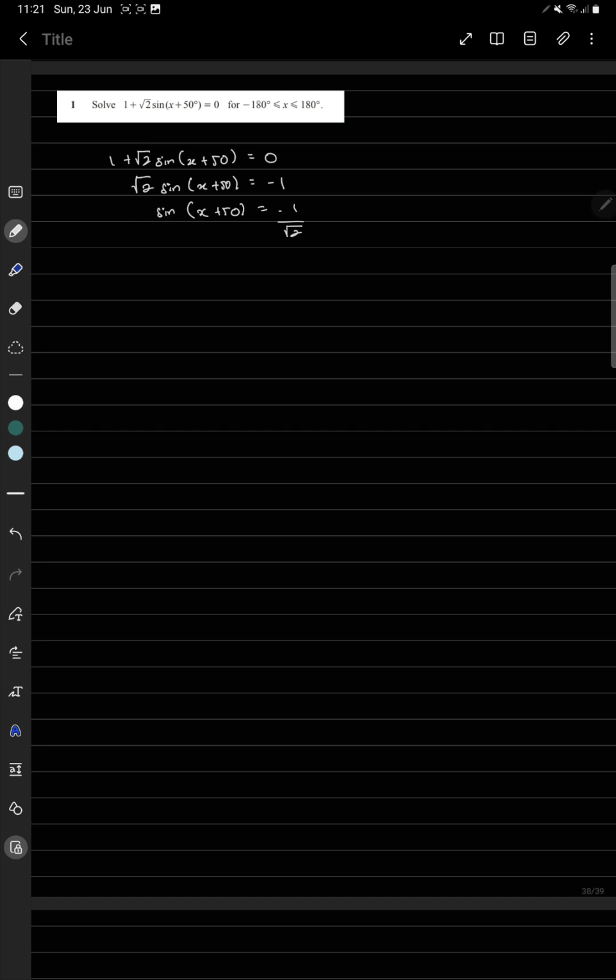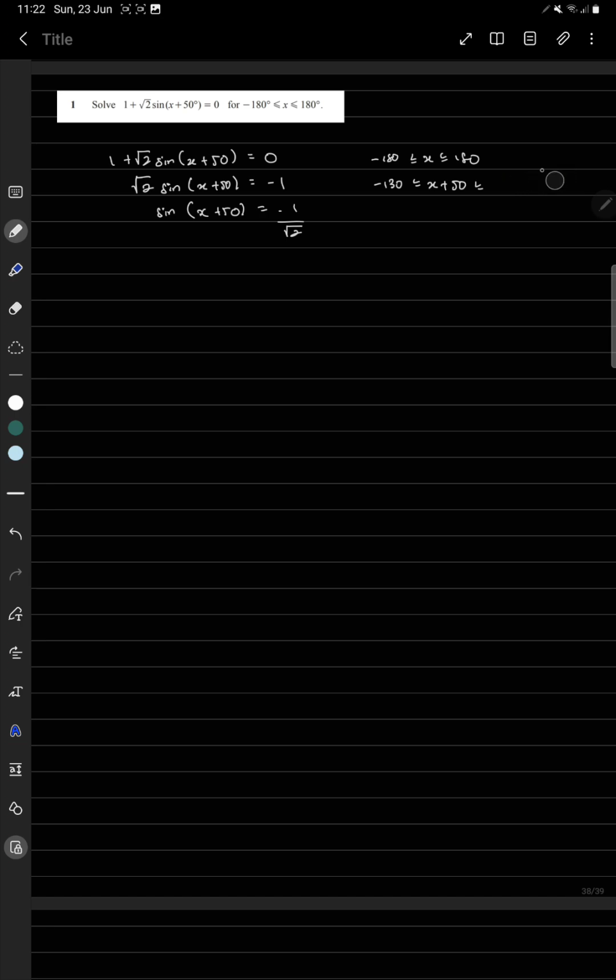Now before I start moving the sine to the other side, we need to take into account the domain that was given in the question, right? So by writing the domain down, we have -180 to +180. Now let's look at the values inside of the trigonometry, in this case inside of sine. We have x plus 50, so we need to change the domain into x plus 50 as well. Now adding 50 to everything here, your -180 will become -130. X plus 50 is just x plus 50, and then 180 plus 50 is going to be 230.